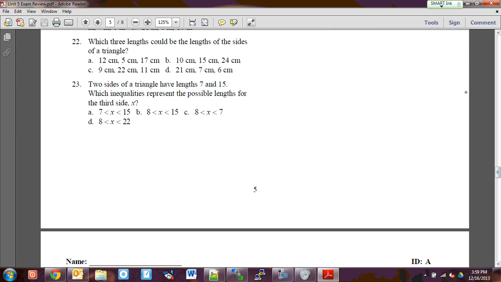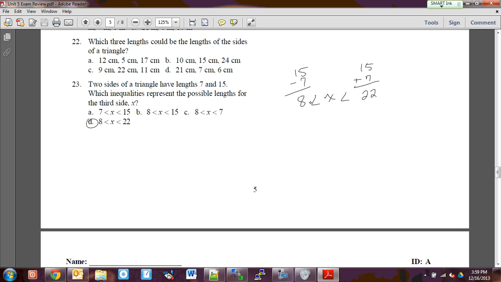All right, 23. Easiest way to do this one is this. Take your two sides of your triangle and subtract them. 8. Take the two sides that you know of your triangle and add them. 22. X will have to be in between those two numbers. So the answer here is D.